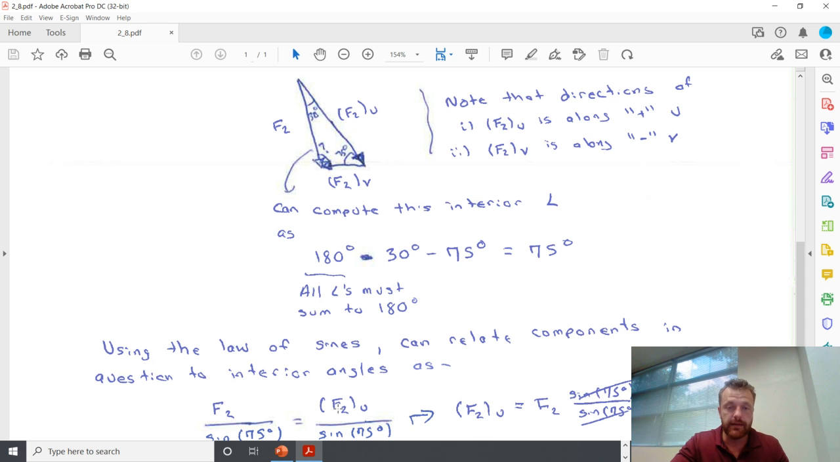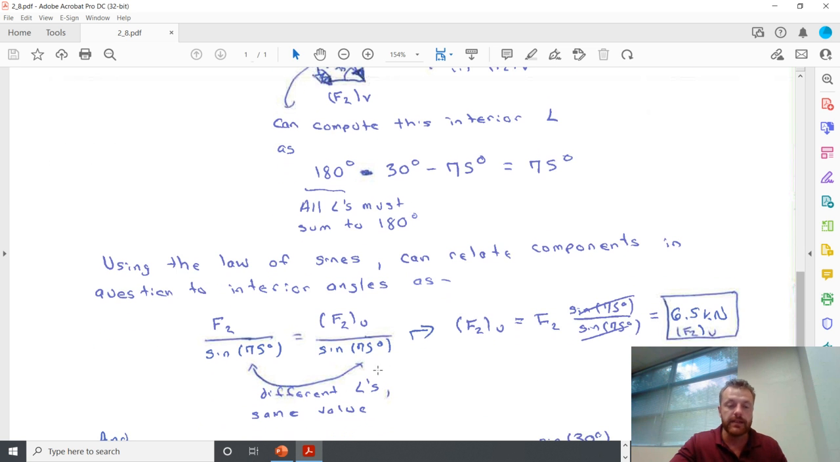So if you notice what I did here is I chose to solve for the U component of F2 first. So I said that the ratio of F2 to the sine of its matching angle, which is 75 degrees, must be equal to that unknown component of F2 along the U-axis divided by the sine of its matching angle, which happens to also be 75 degrees. So again, I want to be clear, these two 75s, even though they're the same number, they correspond to different angles inside the triangle. So I can solve that for the U component of F2.